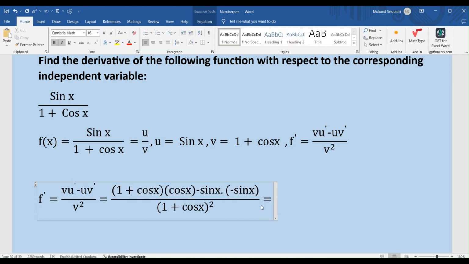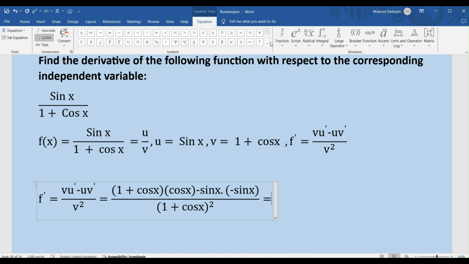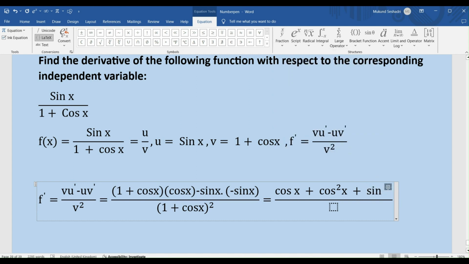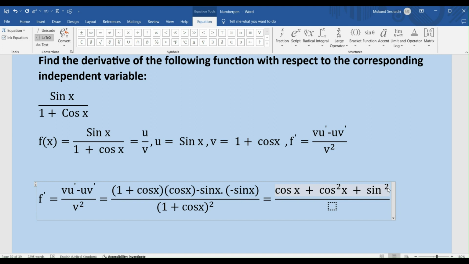So my first part of the numerator is cos x plus cos square x. So I'm going to write that out. Cos x plus cos x into cos x makes it cos square x. And then I have my minus sine x into minus sine x that makes it a plus sine square x, right? So let's write that as well. And then I have my denominator unchanged.